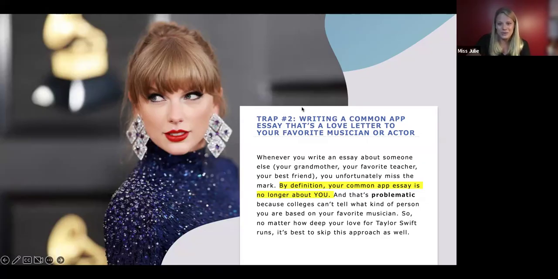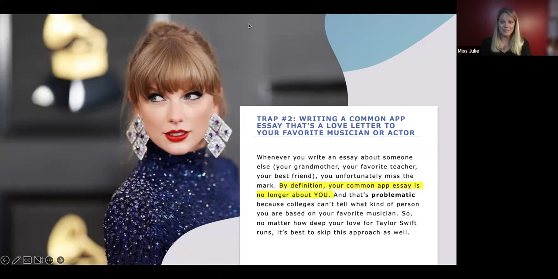Trap number 2 is writing a Common App essay that's a love letter to your favorite musician or actor, right? Many of us have musicians that we follow. I know in America right now, Taylor Swift is very popular. That's why I used her as an example. And musicians can have a great influence on us, right? As well. So can actors, famous actors as well, if you're into drama.